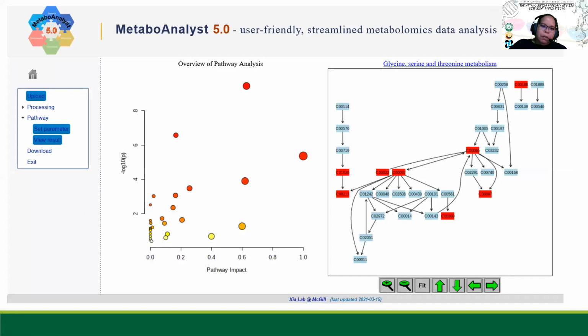And from here, you will be able to have the visualization. So higher, closer to the upper right, the more important and the higher impact they are. And if you click on one of them, you'll be able to see the diagram of that particular metabolic pathway. Those that are in red are actually the ones that are in your compound list, the ones that are present in that particular pathway. And the numbers here are actually the KEGG metabolite IDs.